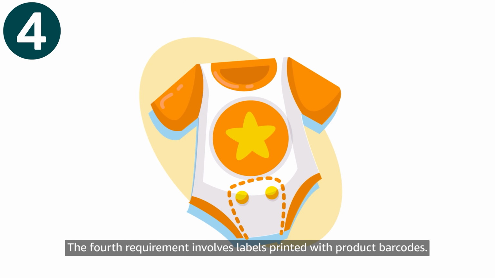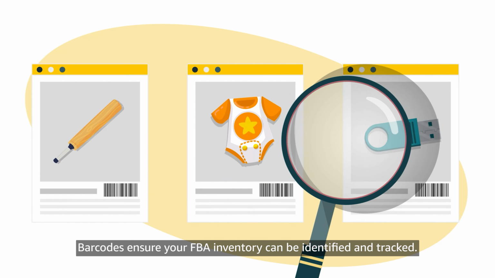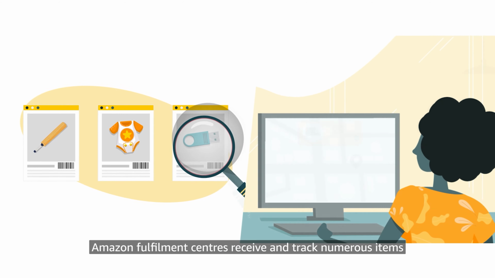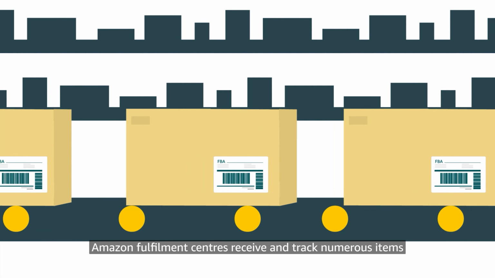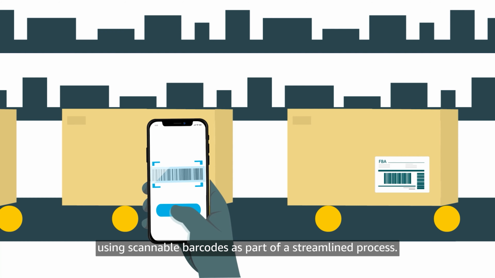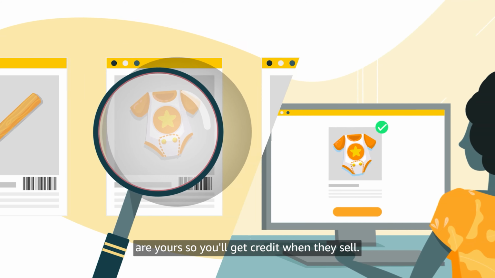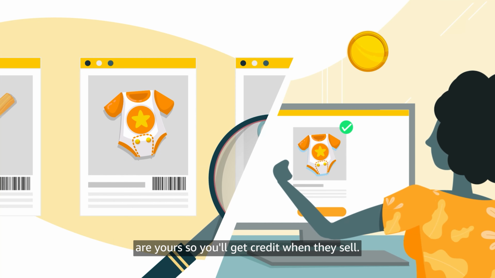The fourth requirement involves labels printed with product barcodes. Barcodes ensure that your FBA inventory can be identified and tracked. Amazon fulfillment centers receive and track numerous items using scannable barcodes as part of a streamlined process. Barcodes also help identify which products are yours, so you'll get credit when they sell.